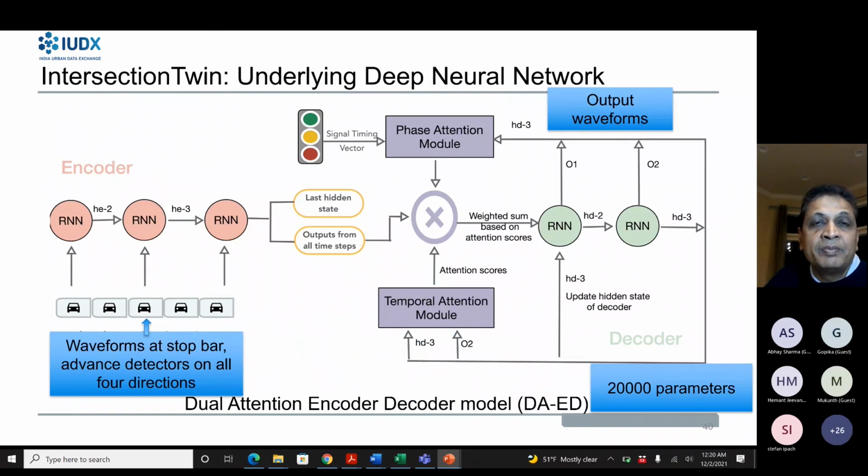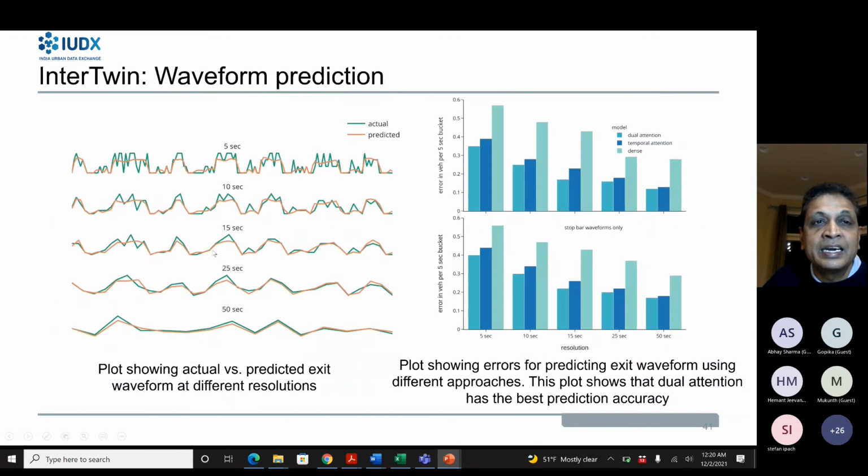And so what we then do is we develop, for example, an intersection twin, which basically has, I'm not going to go into the details of that. It's based on a recurrent neural network, which has both temporal attention modules as well as phase attention modules. And then we want to be able to predict the output waveforms. This network has roughly 20,000 parameters. And so the idea basically here is that this is the actual one and this is the real one. We obviously want to be able to do this at small aggregation levels, this 5 second, 10 second, 15 second. As you can see, as you increase the aggregation levels, things start becoming more and more accurate. But generally speaking, we are happy with granularity of around 5 to 10 seconds without any problems. And for that, we are getting reasonably accurate results.